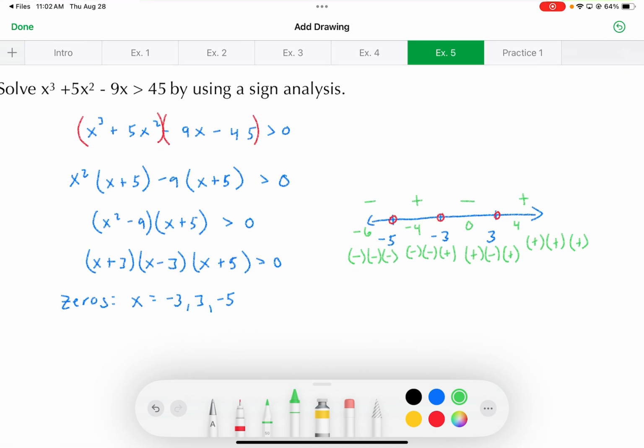Which intervals do we want to solve the inequality? Positives or the negatives? Yeah, if we're greater than 0, we need to be positive. So we're going to pick these two intervals right here. Okay, so we're not including the zeros themselves, we said. So make sure you account for that in your notation.